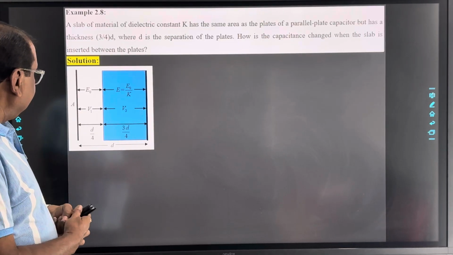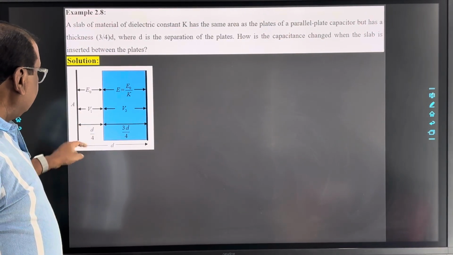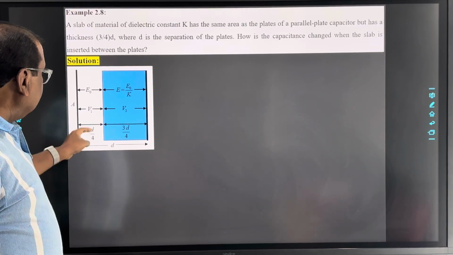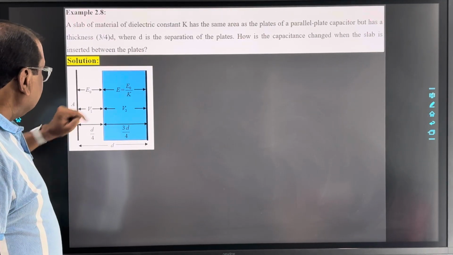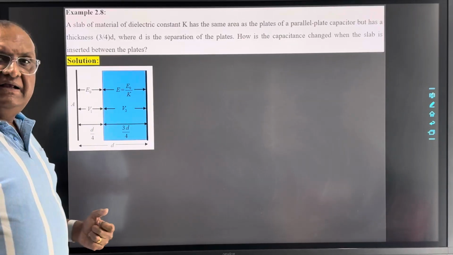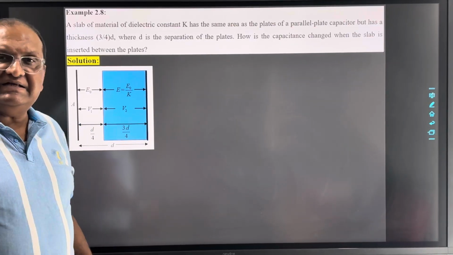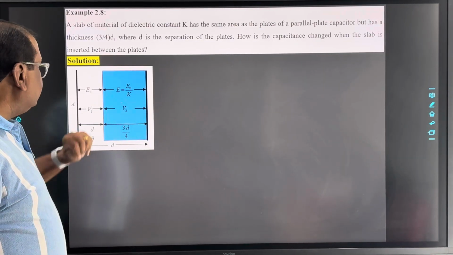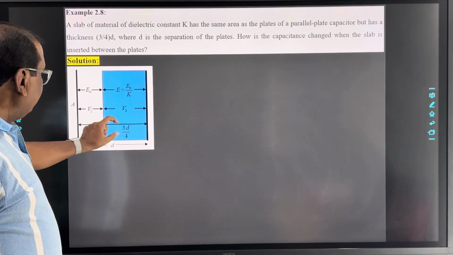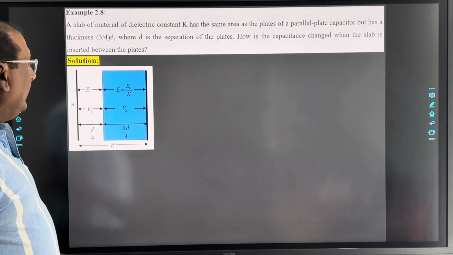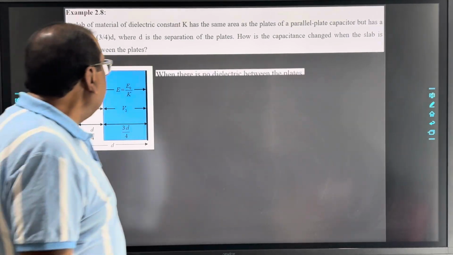Suppose in this portion with thickness D by 4, where there is vacuum, the potential difference is V1, and inside the dielectric slab the potential difference is V2. This portion is D by 4, this portion is 3D by 4. Clear?